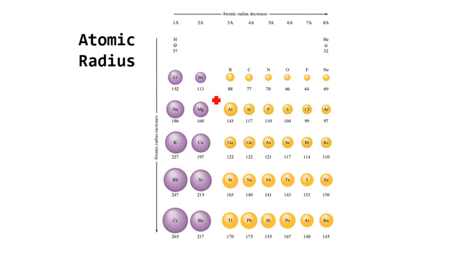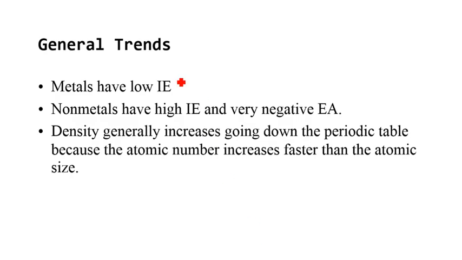So this is an example of radius going left to right across periods 1 through 6, and we're ignoring the D block elements here because there's some phenomena we'll talk about later with that. Notice that the radii are pretty consistent in their progression and size. Your largest elements are going to be your metals, pardon me, in the higher energy levels. General trends to periodic table trends: metals have low ionization energies, and nonmetals have high ionization energies and very negative electron affinity.